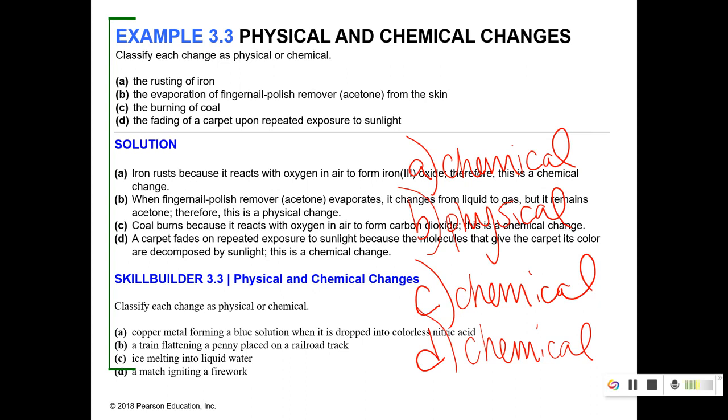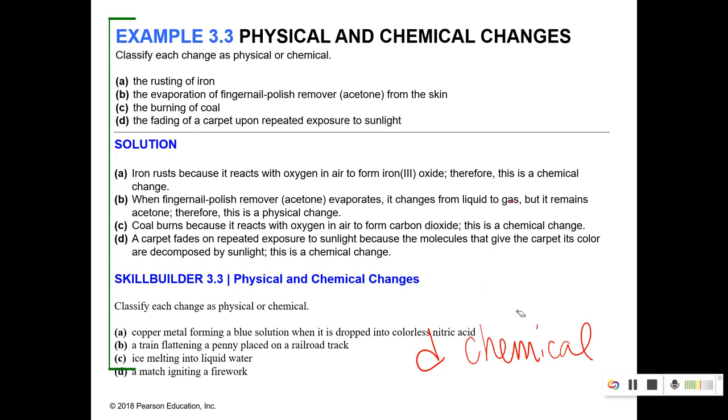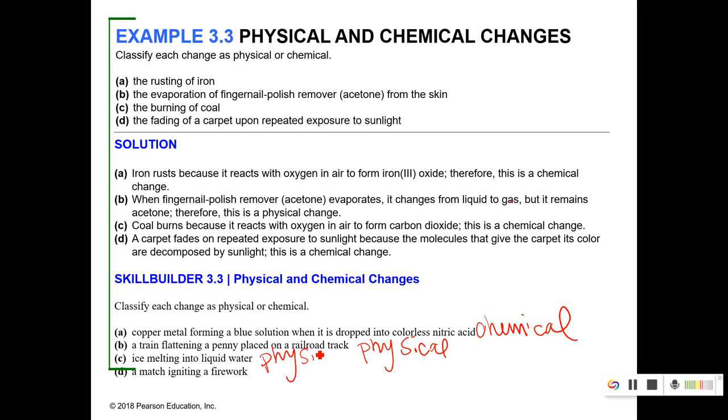Copper metal forming blue solution when dropped into colorless nitric acid. That one is a chemical change because, just remember, anytime you see the word acid, it's probably going to react, because acid does a lot of reacting. A train flattening a penny: it's still a penny, it's just a flat penny. Ice melting is also physical. And a match igniting: anytime you see fire, it's pretty much going to be chemical because once you've lit it, you're done. No more of your original substance.